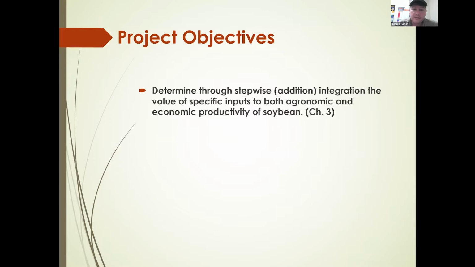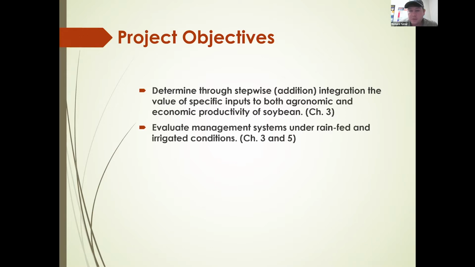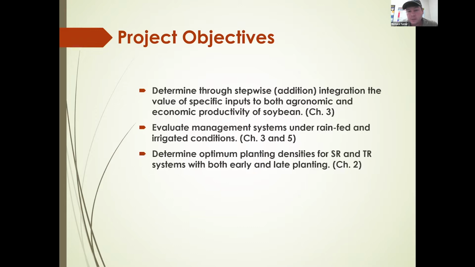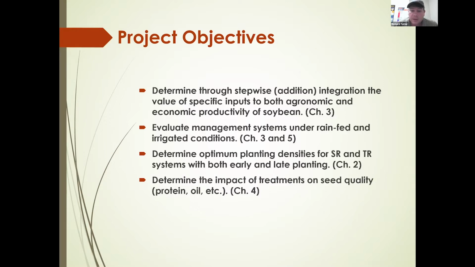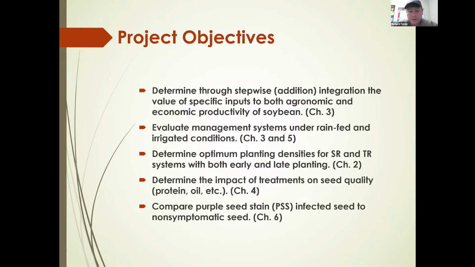So the primary objective was to determine through stepwise addition how those additions impacted agronomics and the economic production side of the soybeans. Like I said, chapter 3, we also wanted to see how those management systems interacted in both irrigated and non-irrigated situations. And we wanted to be able to determine optimal planting densities for single row and twin row in both systems planted at different timings, and how those treatments impacted seed quality. And then again, to compare the purple seed stain.